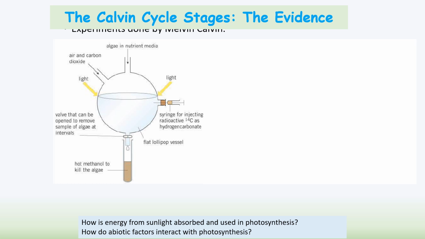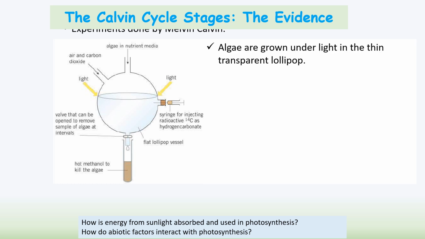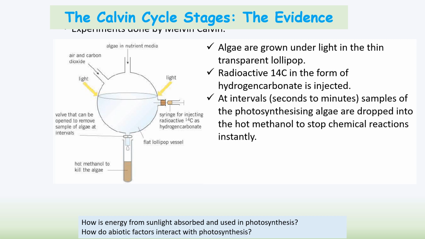Evidence for this came from someone called Melvin Calvin, and what he did was he grew algae in nutrients, and after a certain amount of growth he injected the algae with C14, radioactive carbon, so we can actually monitor where the radiation goes. Then, over different times, he would drop the algae into hot methanol to kill the algae. He then analysed the chemicals produced, and over different time frames he was able to see what was produced.